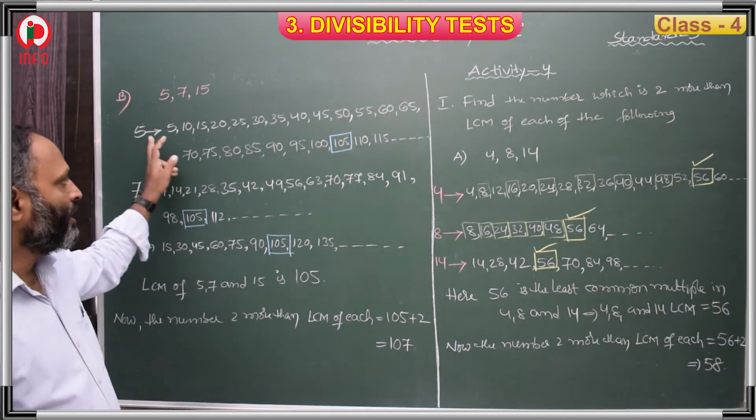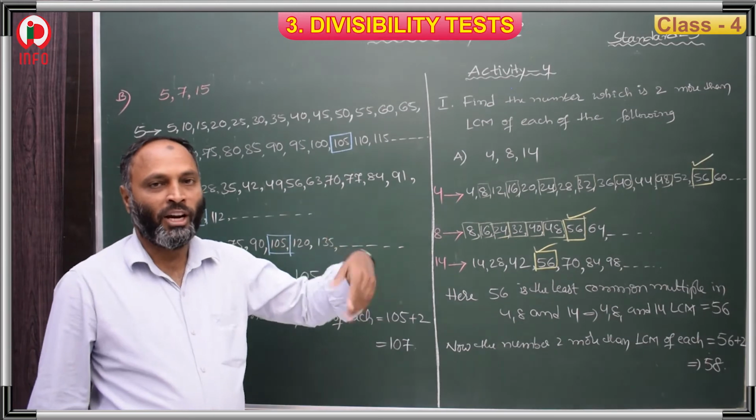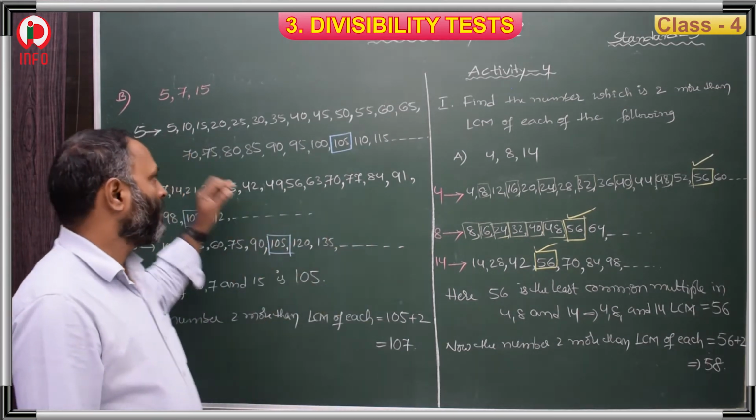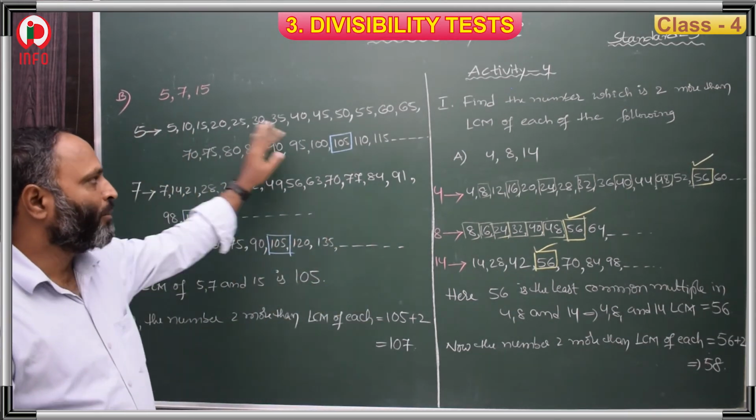So in this way we have to find. First we have to write the multiples of all. It is better to write more multiples. If a small number is there, for that small number you have to write more multiples.